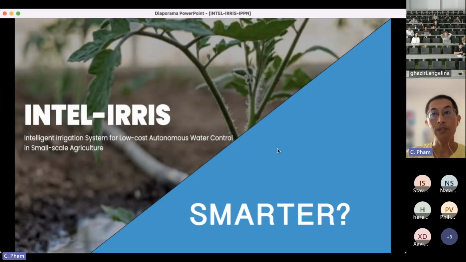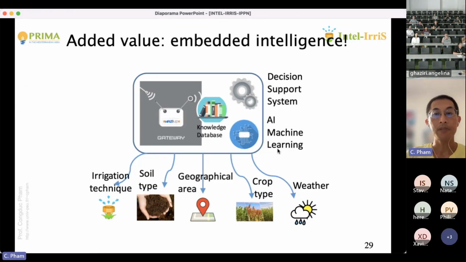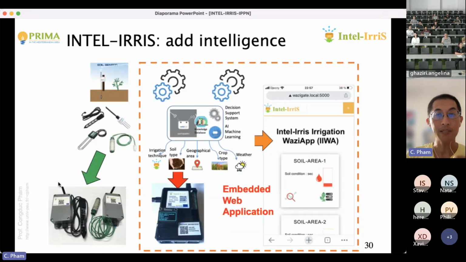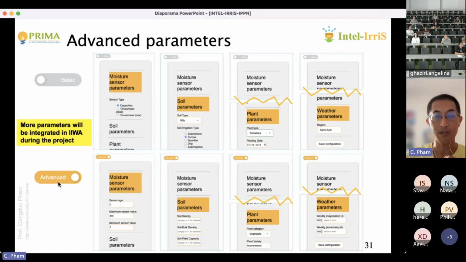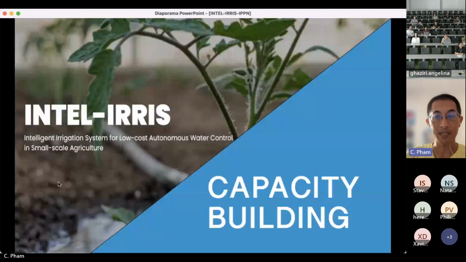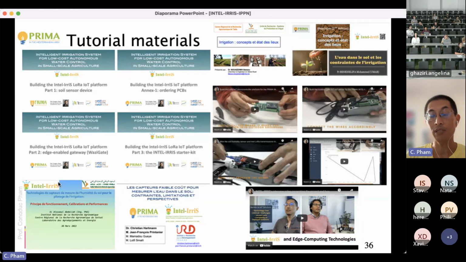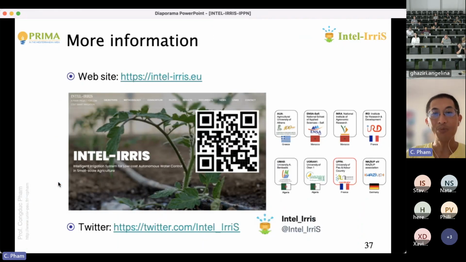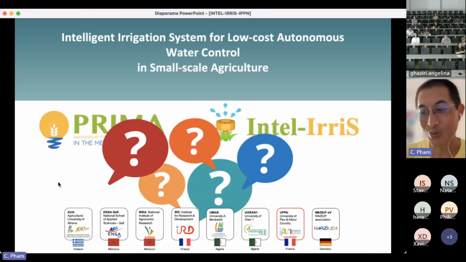So how do we try to make it smarter? Excuse me? Yes, that's right. I have to stop. So let me go quickly. We just want to add the intelligence by having outside applications embedded on the gateway, and I think I can talk about the capacity building, because one of the main objectives of the project is to increase capacity building of local actors. And then if you want more, I directly jump to the question.